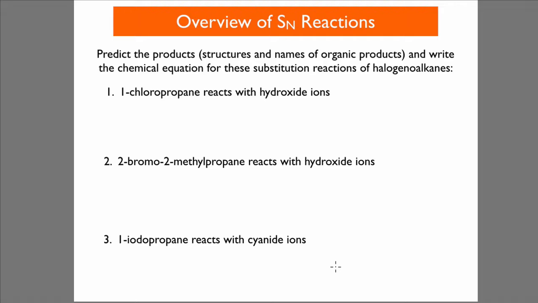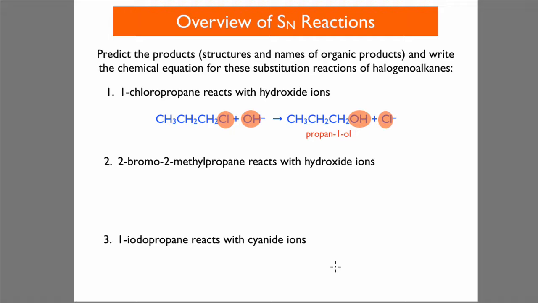1-chloropropane reacts with hydroxide ions. Have a quick go at that. Press pause. Have a go. Okay. Well, we've got that chloropropane there with a hydroxide ion. Let's highlight the things that are going to be substituted, which will switch out. Hydroxide will switch in for the chloride ion, and the chloride ion will be the leaving group. And we've got propan-1-ol being formed.